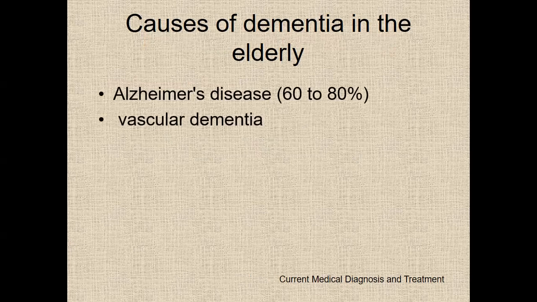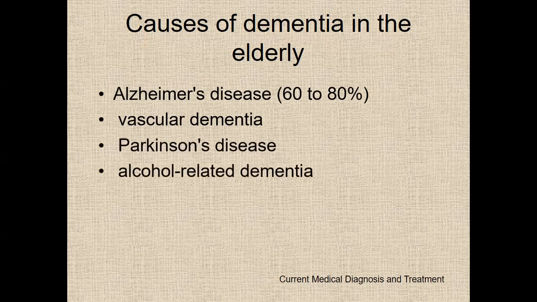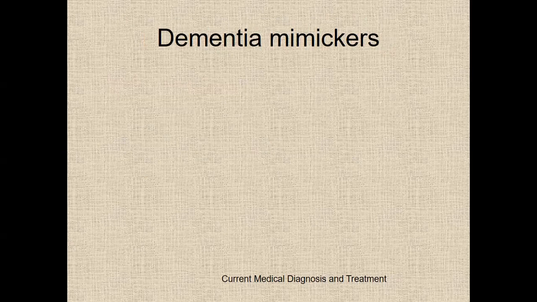Causes: Alzheimer's is the most common cause of dementia. There are others: vascular dementia, Parkinson's disease, alcohol-related dementia, mixed causes, and subdural hematomas.